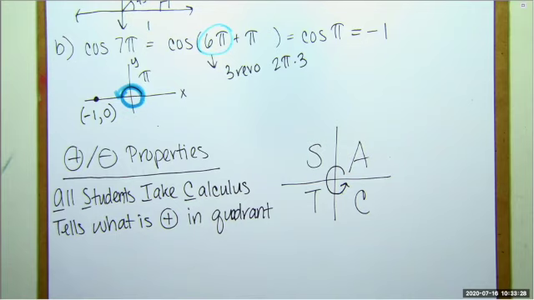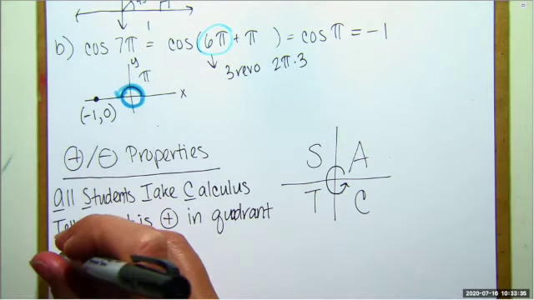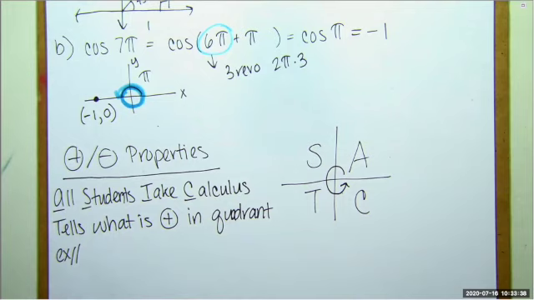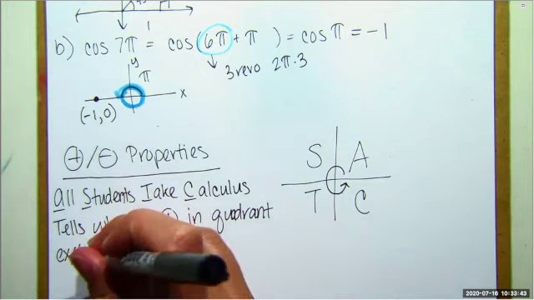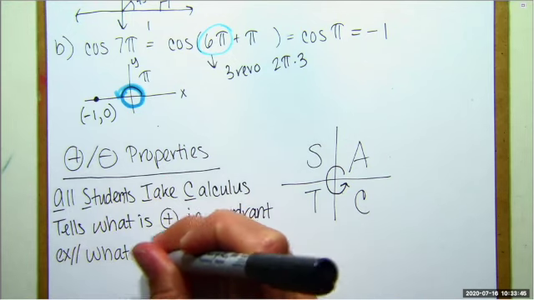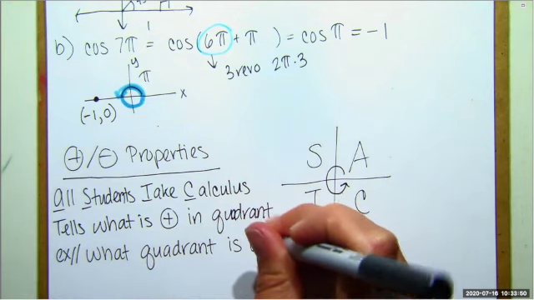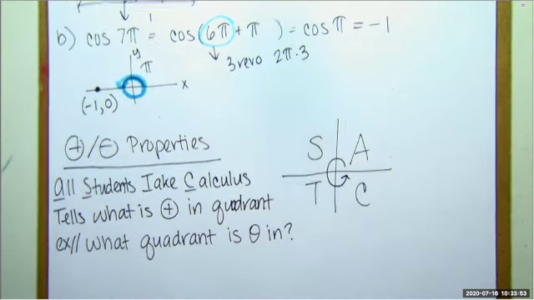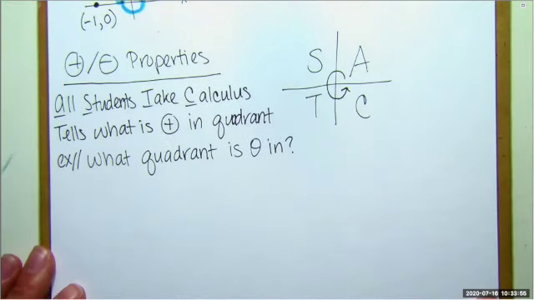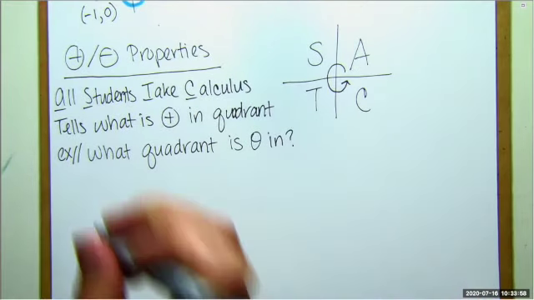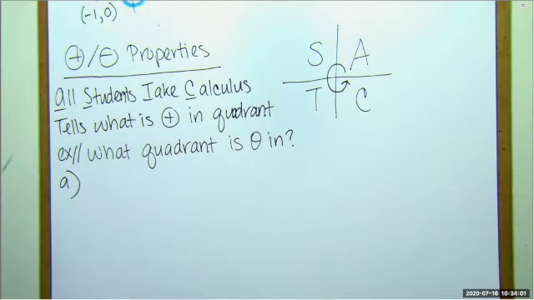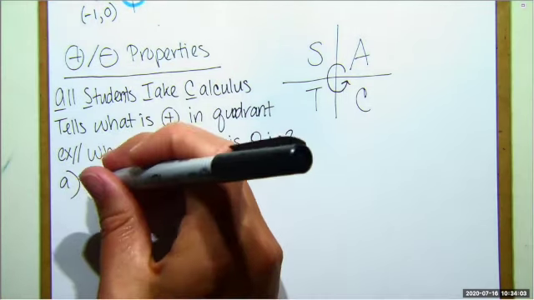So the cool thing about this, and you'll see these problems on your homework and on your quiz, and you'll use something like this on your exam next week, is that if we know a little bit of information about an angle, we can actually determine what quadrant the angle is going to be. So let's figure out what quadrant theta is in. So we'll do 3 of these, A, B, and C.